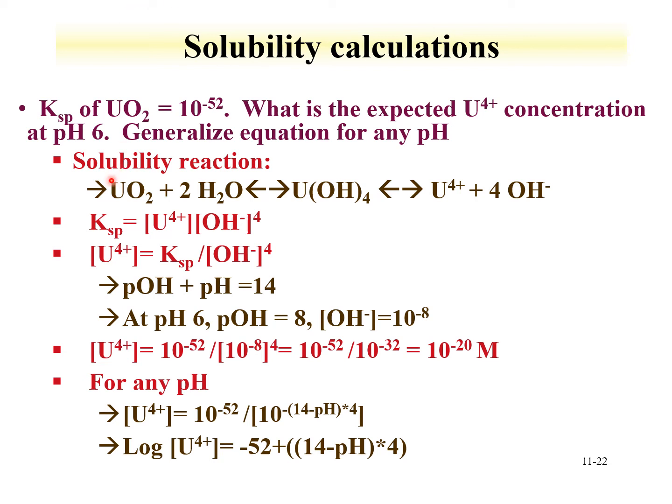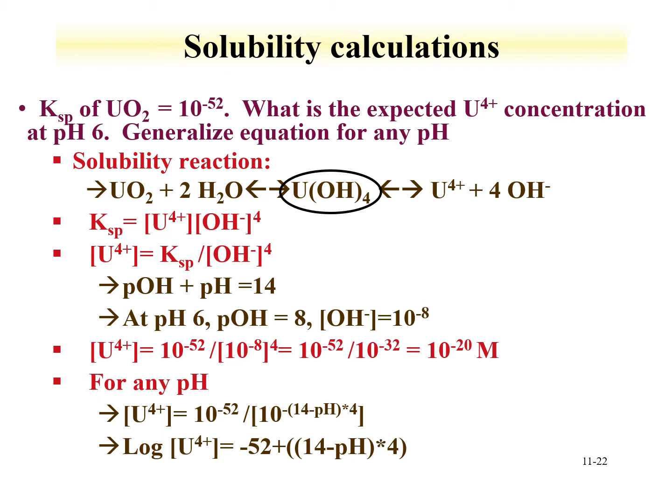The solubility reaction listed here, where I have the uranium dioxide, water gets added to it. I make this species, the uranium OH4. That then dissolves into the tetravalent uranium species and 4 hydroxides. The KSP is just the product of the uranium and the hydroxide, and the hydroxide is raised to the 4th. So the amount of uranium 4 that I can calculate is just the KSP divided by the hydroxide concentration to the 4th. If I remember that the pOH plus pH is equal to 14, I can say that at pH 6, pOH is 8, so the hydroxide concentration is 10 to the minus 8. 10 to the minus 8 times 4 is 32, so the concentration of uranium 4 is 10 to the minus 52 divided by 10 to the minus 32, that's equal to 10 to the minus 20.